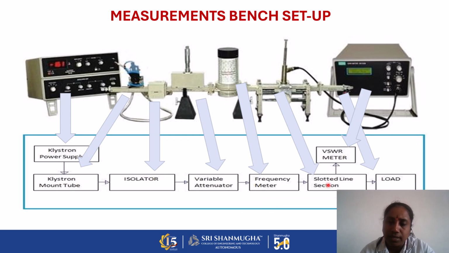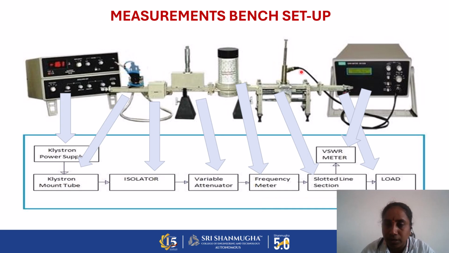And next one, slotted line section. The slotted line section is for measuring the input signal as well as the output signal. We are going to connect the probe which is present in the CRO or the VSWR meter. We are going to connect the input signal in the slotted line section. That's why we are connecting the probe in the slotted line section. This is the slotted line equipment.